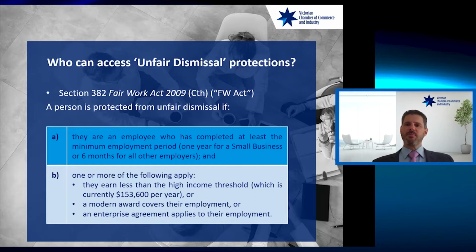And there has to be one or more of the following apply. You have to earn less than the high income threshold, that's currently 153,600, or be covered by a modern award, or be covered by an enterprise agreement. So one of those three things has to apply.